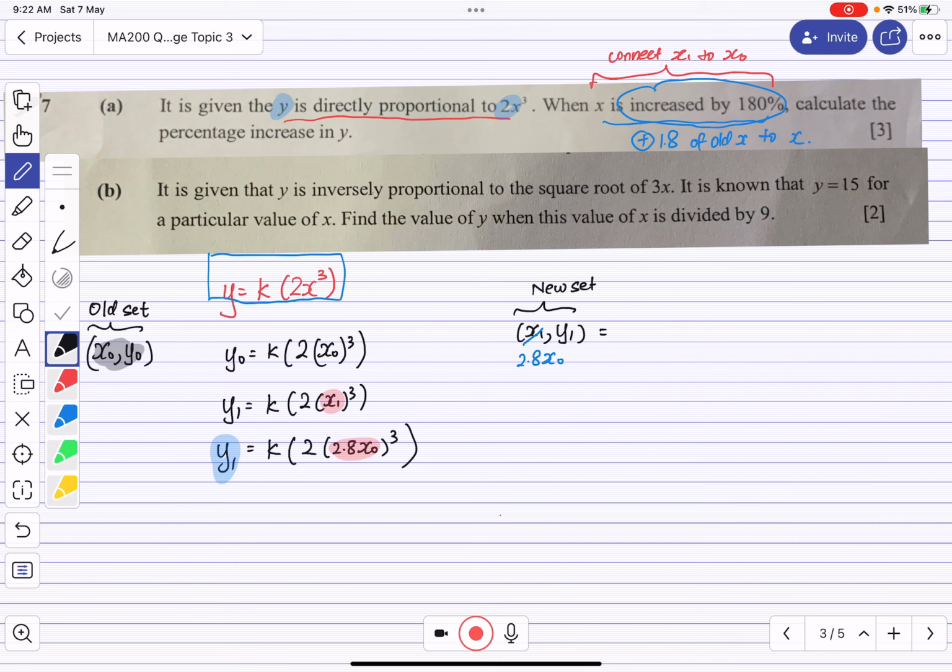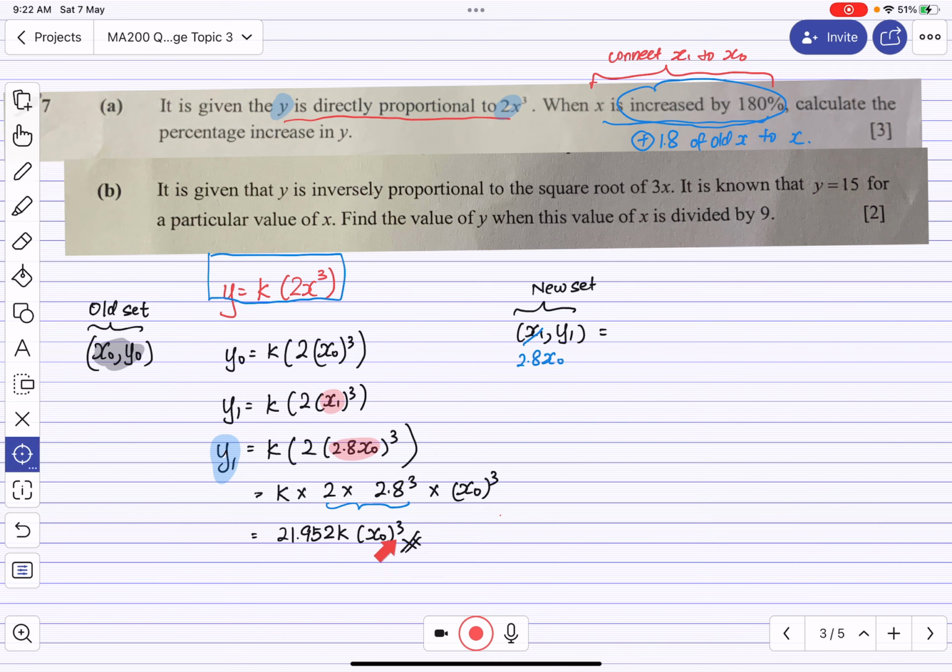So let's simplify this further. We have k multiplied by 2, multiplied by 2.8 cubed, multiplied by x0 cubed. Combining the constants, I'm just merging them together and calculating. You should have 21.952, sorry, 21.952 multiplied by k of x0 cubed. We have to deal with this variable for the time being, even though it is actually a constant that can be found.